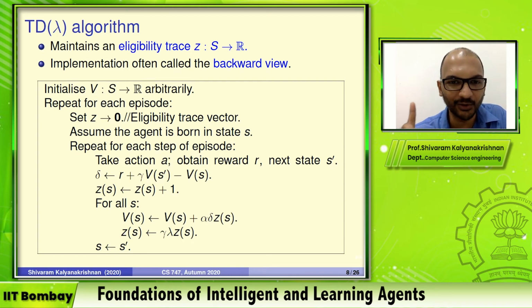Just so that you don't get confused, let me repeat, this state S is different from this state S, and also different from this state S. So just change all the S inside the for loop to something else for clarity. Okay, all right. So we can do this. This is the backward view of implementing TD lambda.